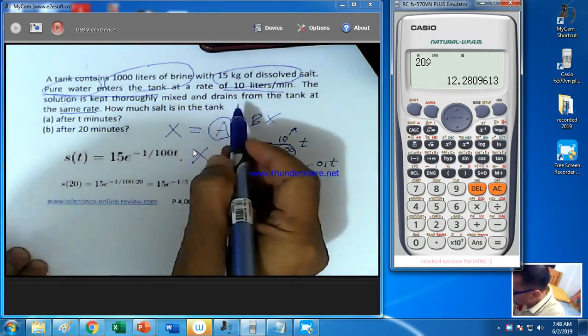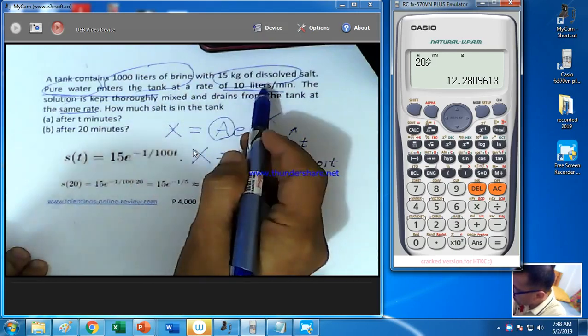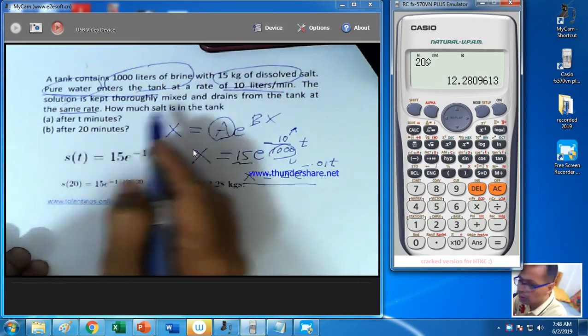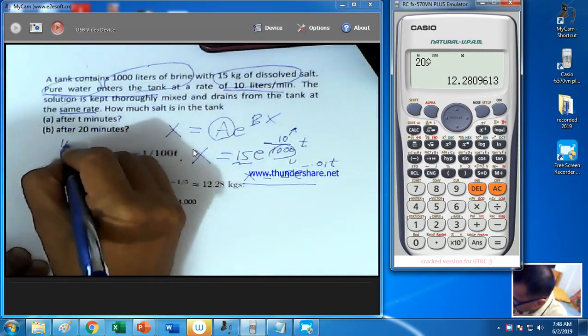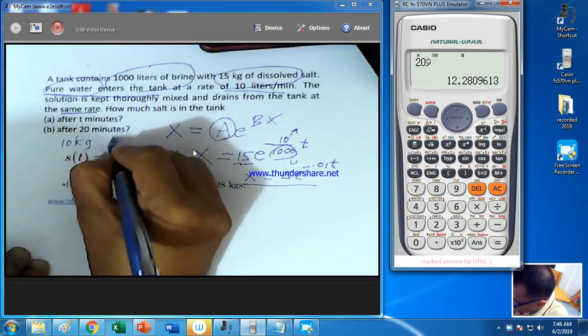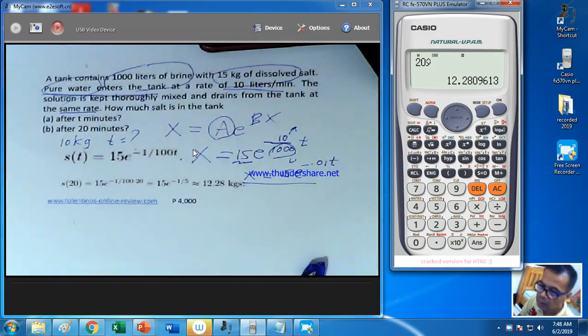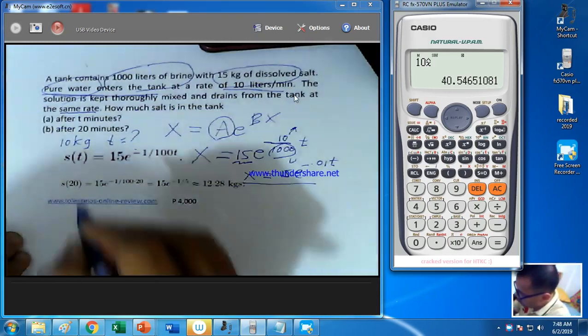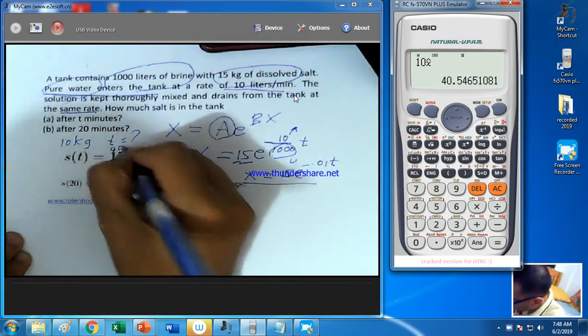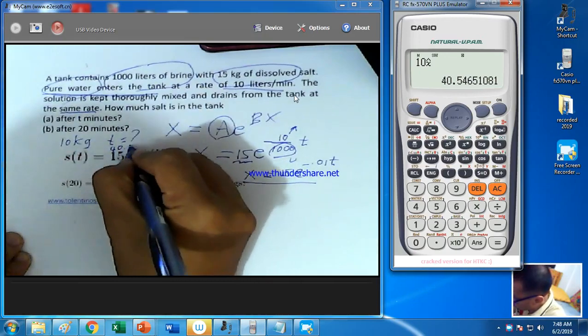Now, kung gusto mong malaman, dagdagan natin, ha. Kailan ang concentration is 10 kilogram na lang? Kapag 10 kilogram na lang, ano yung time? So, ang gagawin mo lang, just enter 10 shift 154. Okay. So, it will happen after 160.94 minutes.